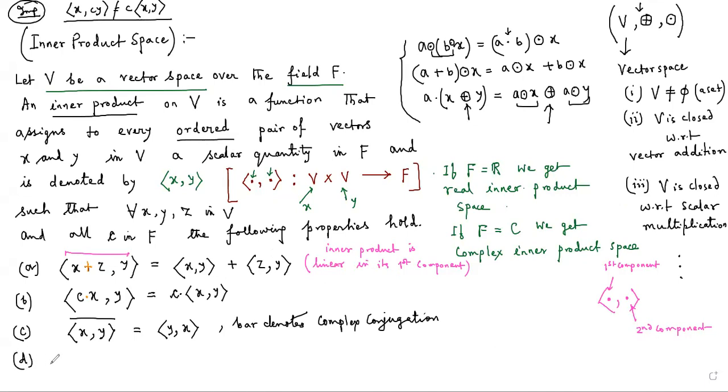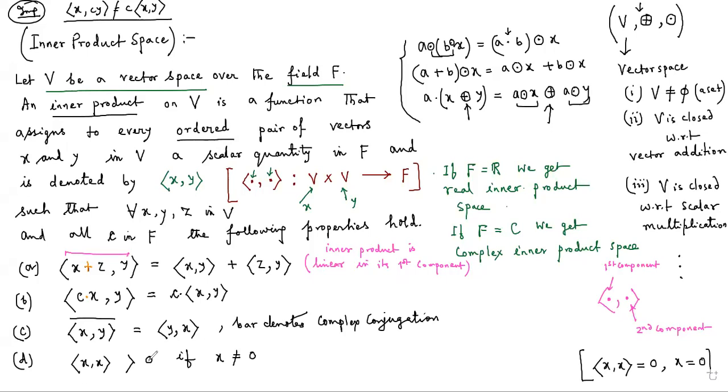And number D is: if I take the inner product between the same vectors, then it is always positive, if x is not equal to 0. If you ask me what will happen if x equals 0, then it is actually a simple theorem. It says that the inner product is 0 when x equals 0. It is a trivial case, so it is not included in the property itself. So the inner product is a number and it is always positive.